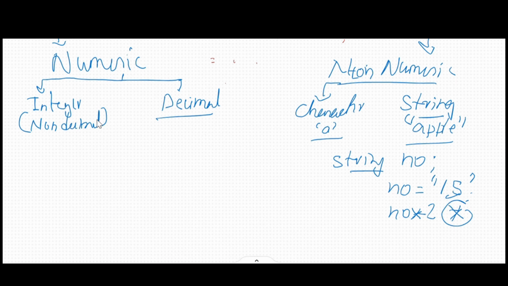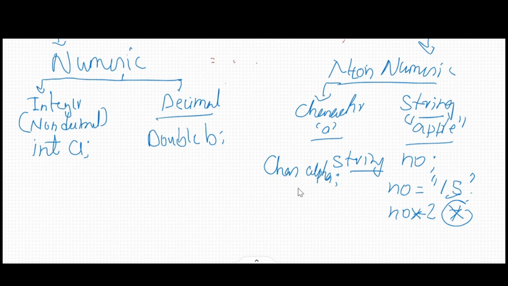Now let's quickly see how you specify these data types in Java. For integer, there's int, so to declare a variable as integer you say int a. For decimal, there's double, so you write double b, right? For character, there's char, so a variable by the name alpha is char alpha. And for the word, as you already know, it's a string.